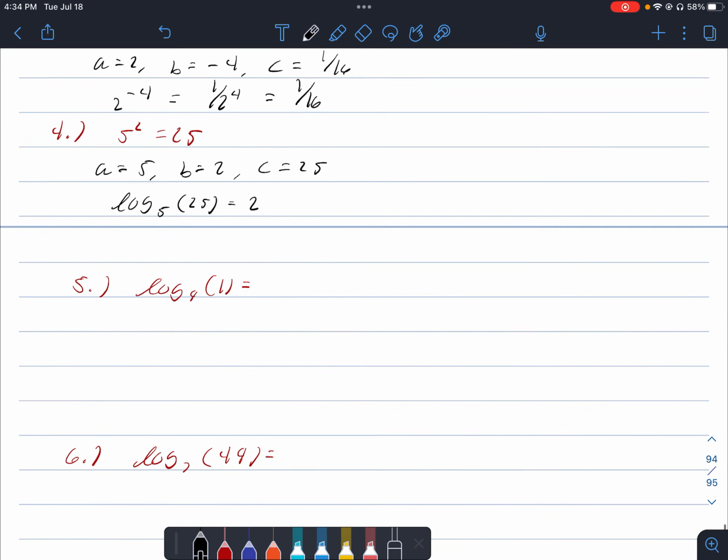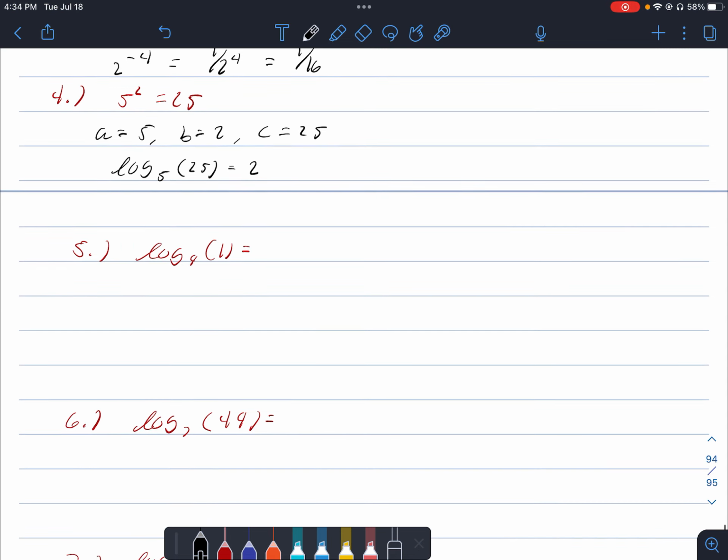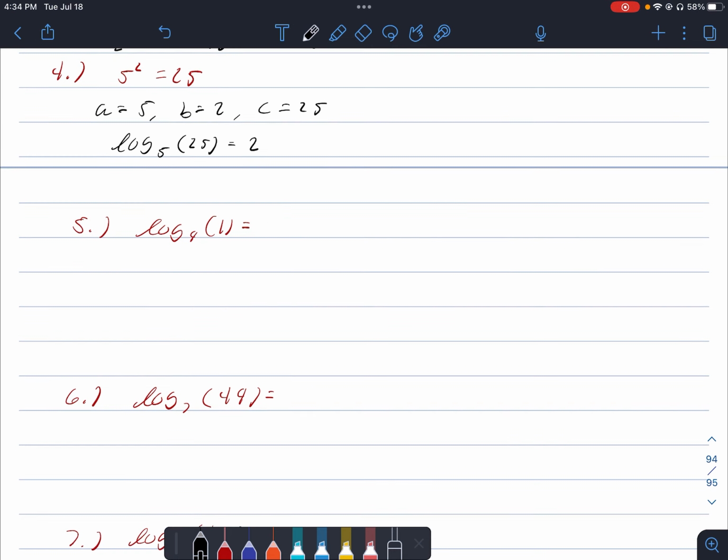So given that, let's see if we can solve some of these logarithms. What about log base 9 of 1? What is that equal to? Well, we have a is equal to 9, and we have b. We don't know what b is. Maybe we can say that b is equal to x. And we have c is equal to 1.